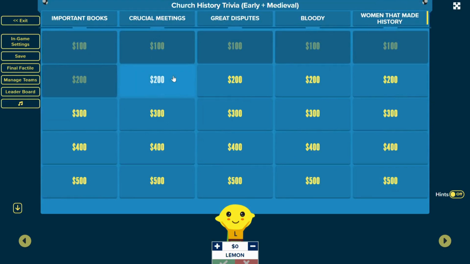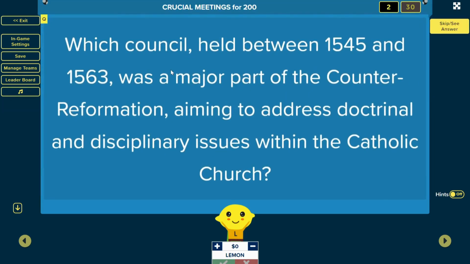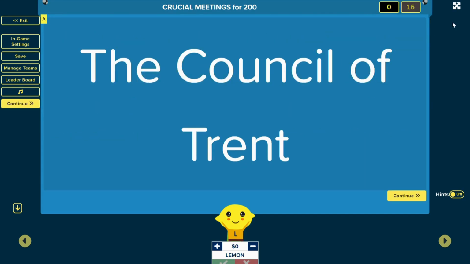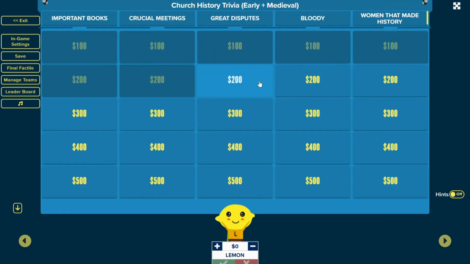Crucial meetings for 200. Which council, held between 1545 and 1563, was a major part of the Counter-Reformation, aiming to address doctrinal and disciplinary issues within the Catholic Church? The Council of Trent.